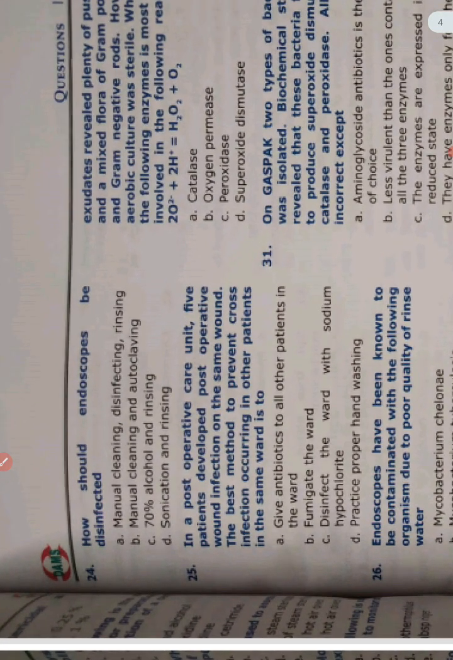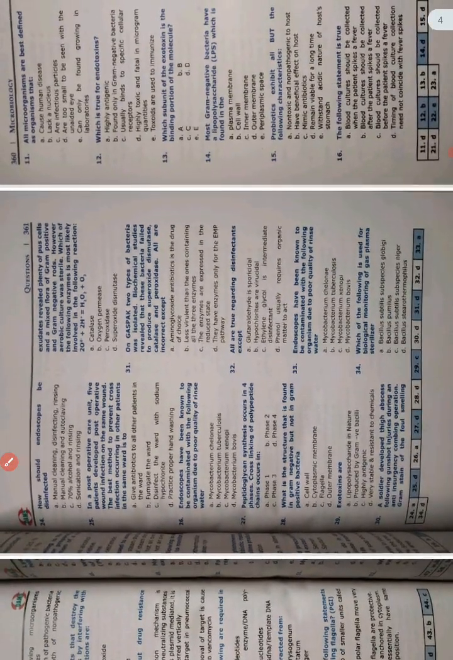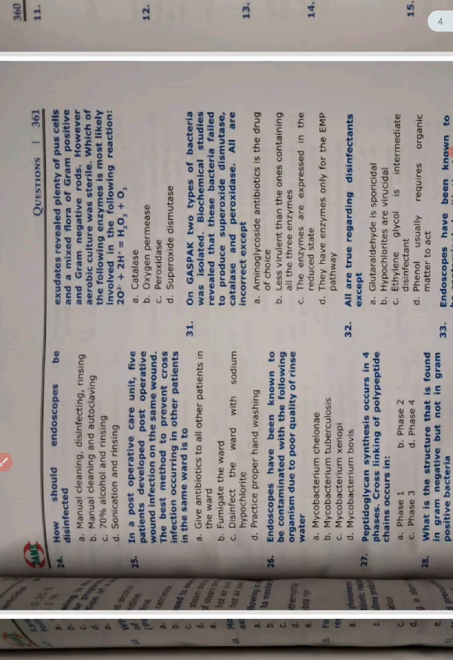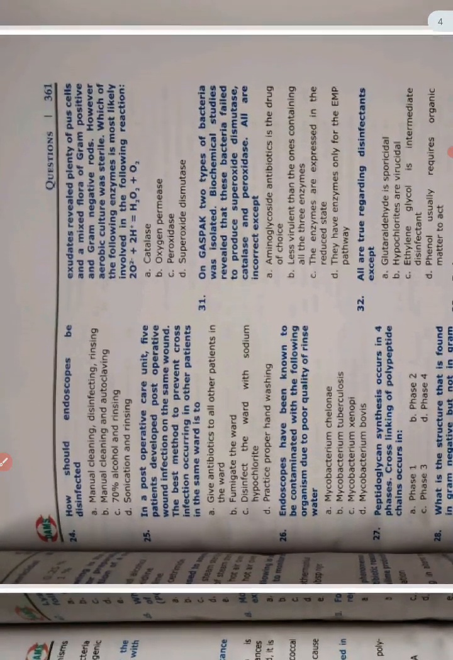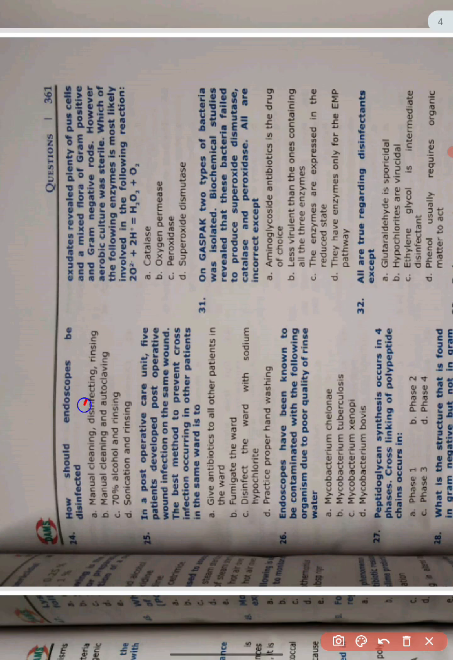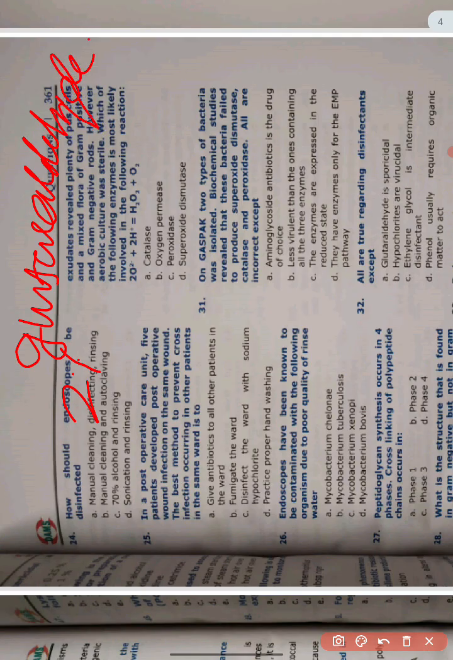How should endoscopes be disinfected? Manual cleaning, disinfecting, and rinsing. You can do manual cleaning. So what is used for disinfecting the endoscopes? You can use 2% glutaraldehyde for endoscopes. 2% glutaraldehyde you can use.